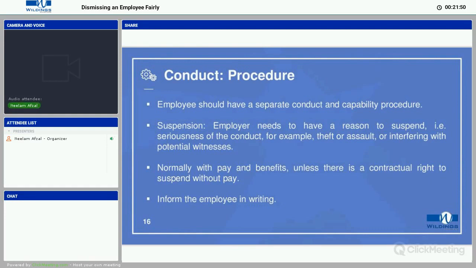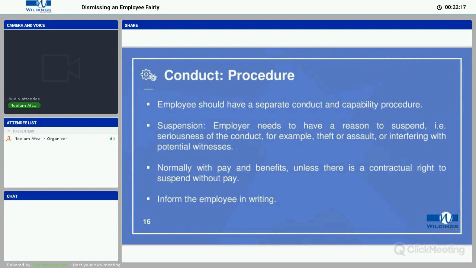So normally suspension is with pay and benefits, unless there is a contractual right to suspend without pay. And you should inform the employee in writing of any reasons why the individual is being suspended, and also whether they're permitted from attending the workplace. Usually what happens is the employer recommends that the employee doesn't attend the workplace and doesn't contact any witnesses or colleagues, so there's no interference.